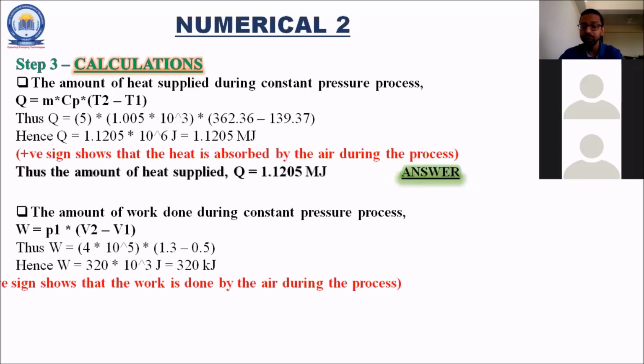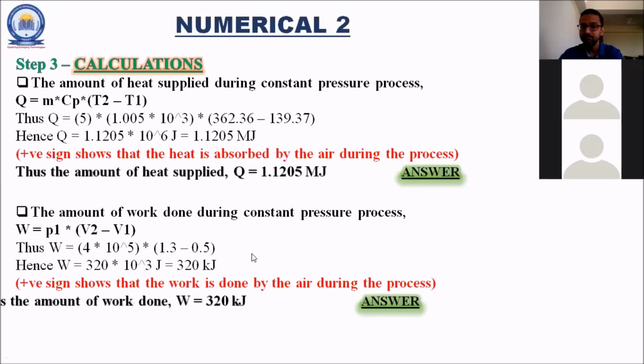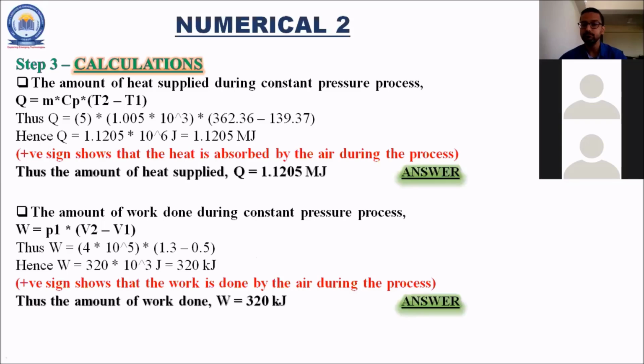Here we are getting the positive value of W. So the positive sign shows that the work is done by the air during the process. Remember friends, here the thermodynamic system is the air itself, so the work is done by the air on the surroundings. Hence the answer comes out to be positive. The final answer, work done W is equal to 320 kilojoule.